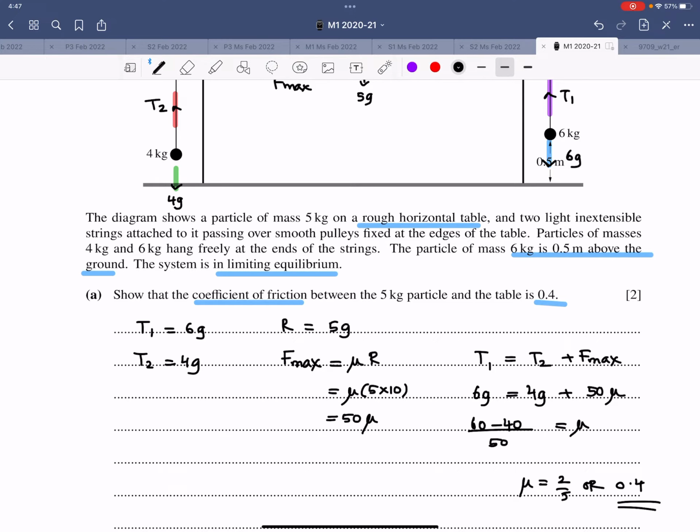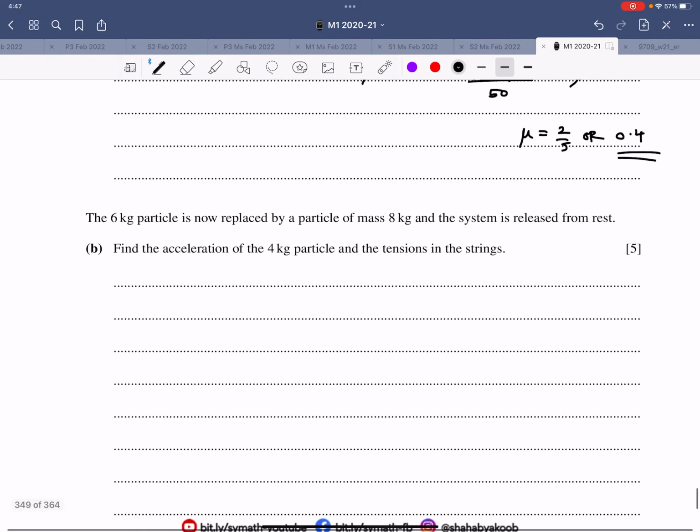The second thing is the 6 kg is now replaced by a particle of mass 8 kg and the system is released from rest. So now the weight is 8 kg, released from rest. Find the acceleration of the 4 kg particle and the tensions in the string. That means now you have to apply F equals ma. Now what would be the equation?